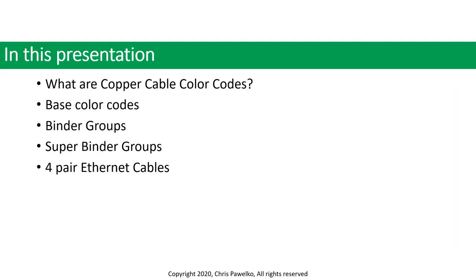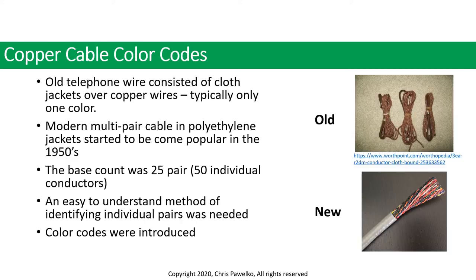And in this presentation, we're going to go over what copper cable color codes are. So we'll talk about the base color codes, binder groups, super binder groups, and four pair Ethernet cables.